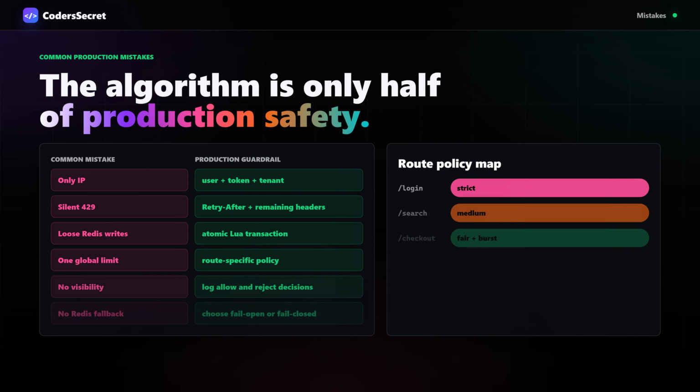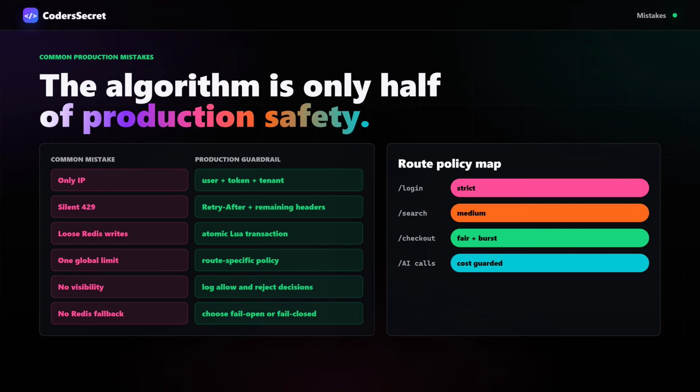The common mistakes are limiting only by IP, forgetting retry after and remaining limit headers, using non-atomic Redis writes, applying one limit to every route, and not logging rate limit decisions. Login, search, checkout, and AI endpoints usually need different policies.